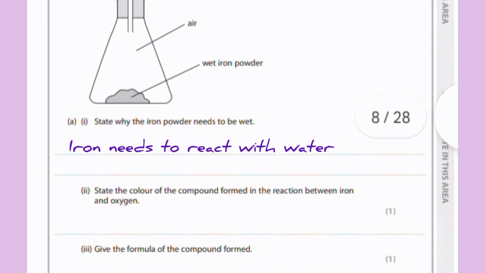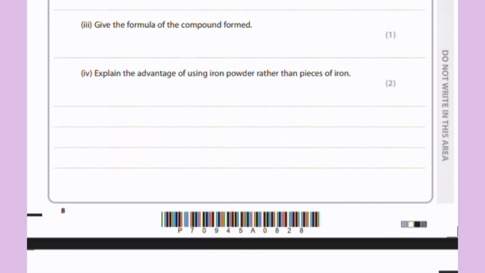Part 2, state the color of the compound formed in the reaction between iron and oxygen. Like I said, this is a rusting reaction, so when iron rusts, it has a red-brown coating. Part 2, give the formula of the compound formed. The compound formed is hydrated iron(III) oxide, and the formula for that is Fe2O3.